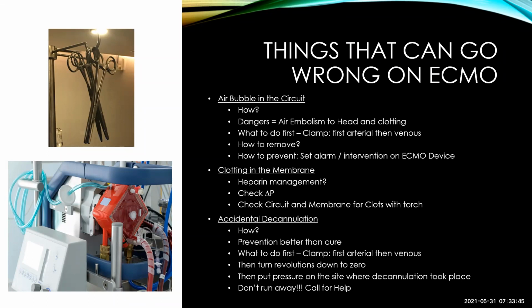Then accidental decannulation. Now this is a very serious situation. As nice as ECMO is, it's still a very fast moving circuit. So we have a blood flow of about 3 to 4 liters per minute. So the cannula that will most likely pull out will be your arterial cannula or your return cannula, because it's a shorter cannula, it's a thinner cannula, it's normally in the neck.